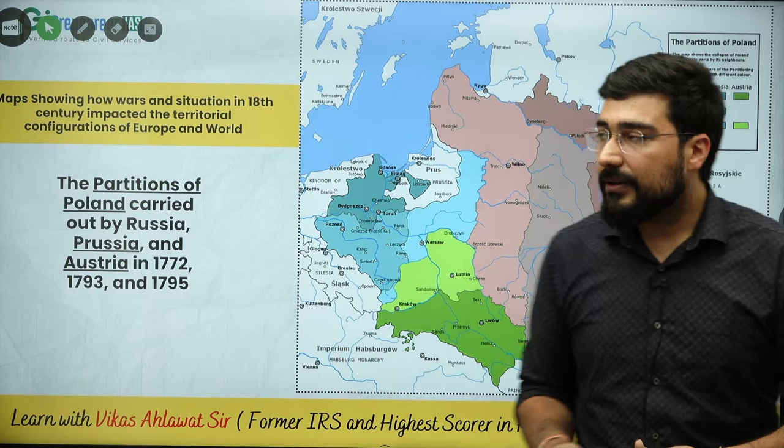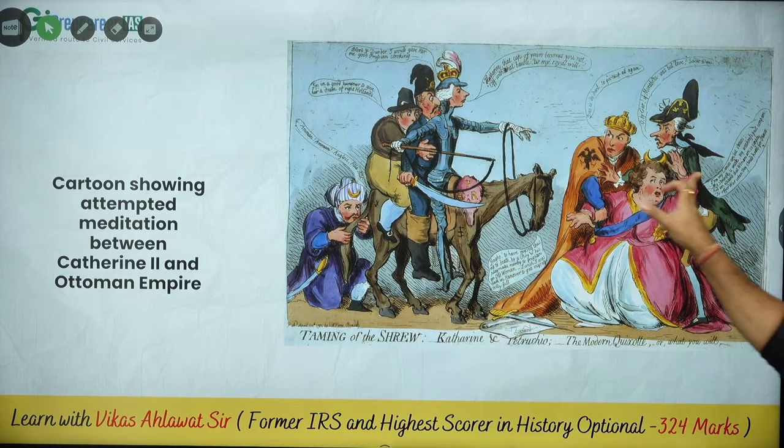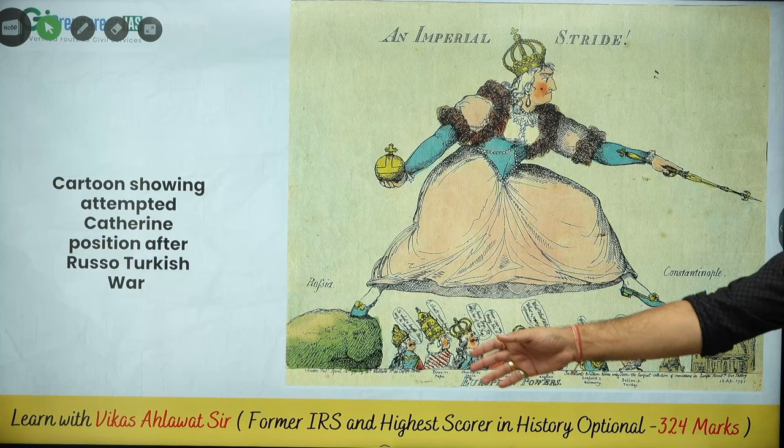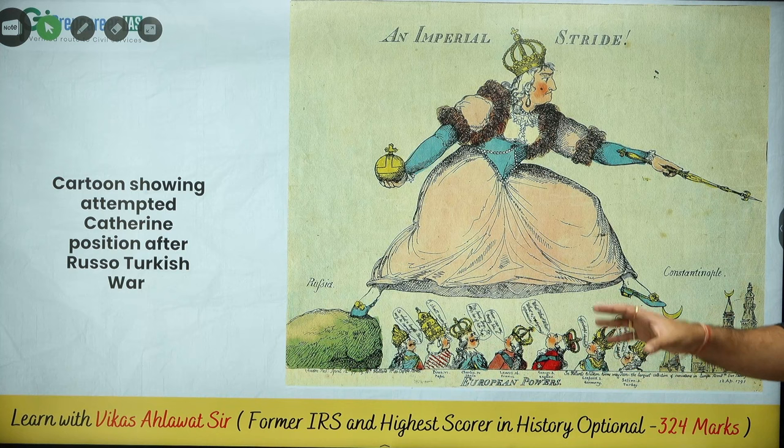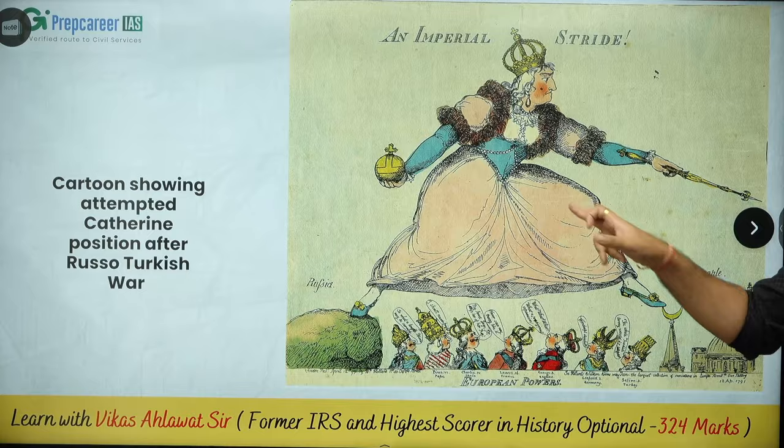This is how we see it in the cartoon. And since it was Catherine, you can see Russia going all the way up to Constantinople, which means the Eastern Question. She was the one trying to go all the way there so that they could increase their influence. So that's how Catherine's reign elevated Russia's prestige in Europe.